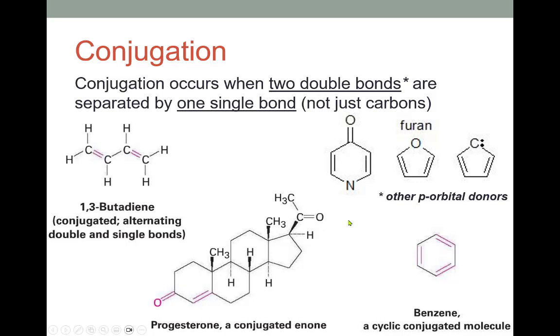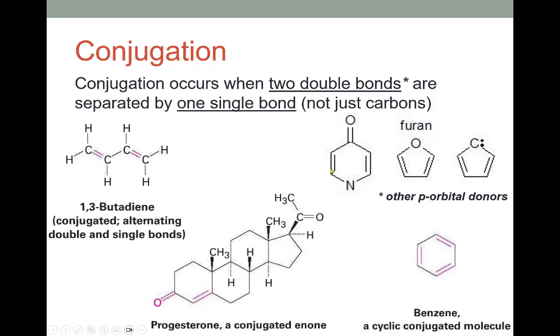So conjugation occurs when two pi systems are separated by only a single bond. So we have a collection of sp2 hybridized carbons. It doesn't all have to be carbons. So we saw here 1,3-butadiene. We can see over here a collection of different scenarios where we do have conjugation, although we're involving some different structures.